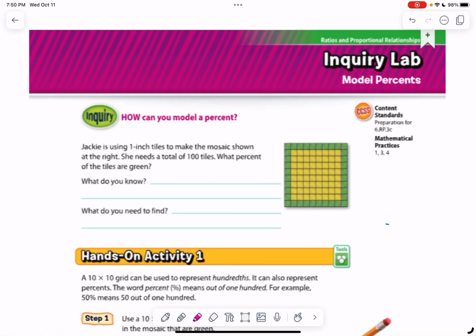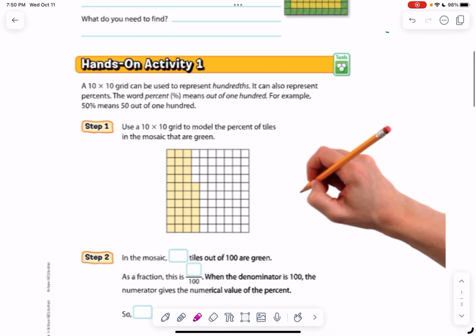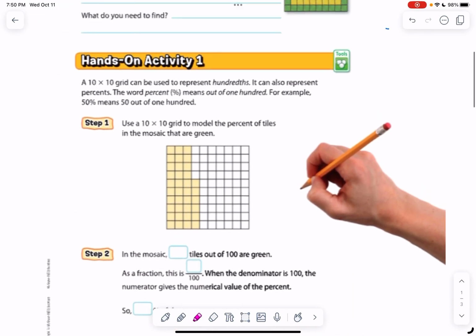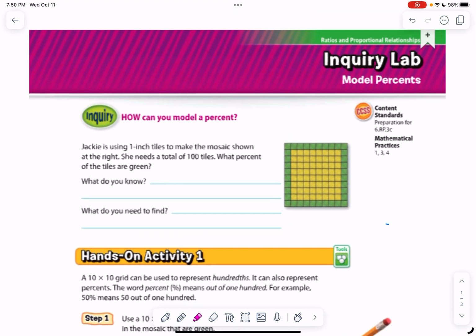Munyon. We're working on the first Inquiry Lab of Chapter 2, Modeling Percents, on page 97. So how do we model a percent? Here's an example. Jackie is using 1-inch tiles to make a mosaic, shown at the right here. She needs a total of 100 tiles in all.